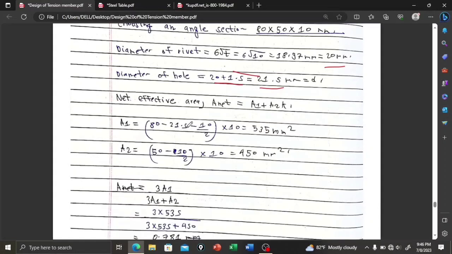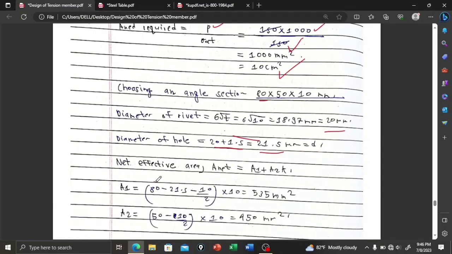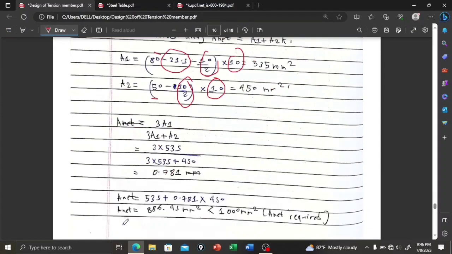So net effective area, A net is A1 plus A2 k. A1 is the longer side, and A2 is the shorter side, and diameter of hole is this 21.5, and thickness by 2, 10 by 2, is the length, and multiplied by thickness gives the area. So A1 is 535 mm², and A2 is 450 mm².